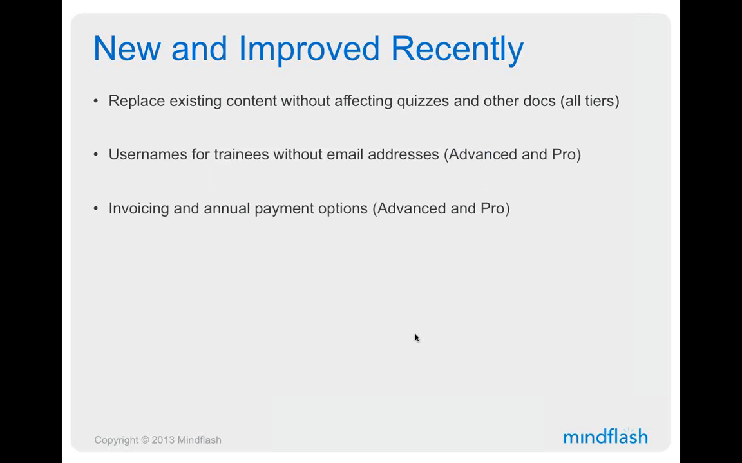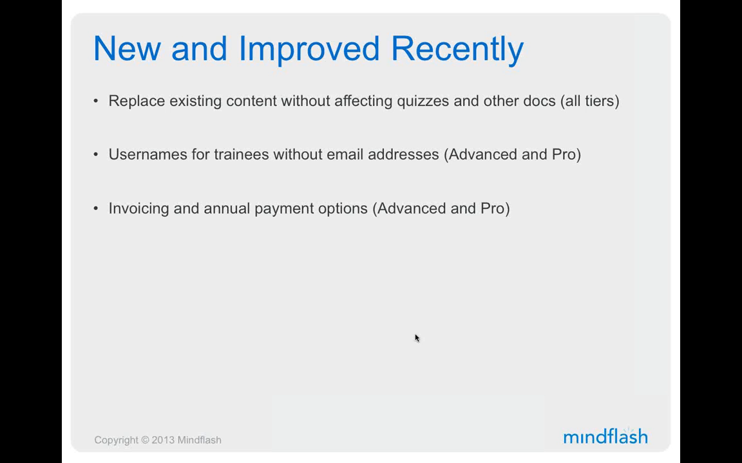Two additional features that you see here. First of all, usernames for trainees without email addresses. For a long time, it was required that everyone in Mindflash have an email address. That was the unique identifier when they logged in. It's now possible to make it so that they can have an actual username. That is a feature that's available on the Advanced and the Pro tier. So, a very common scenario that we hear is either manufacturing floor or in retail, your trainees may not have company email addresses. If you enable this feature, you can create usernames for them so that they don't have to use an email address to gain access.